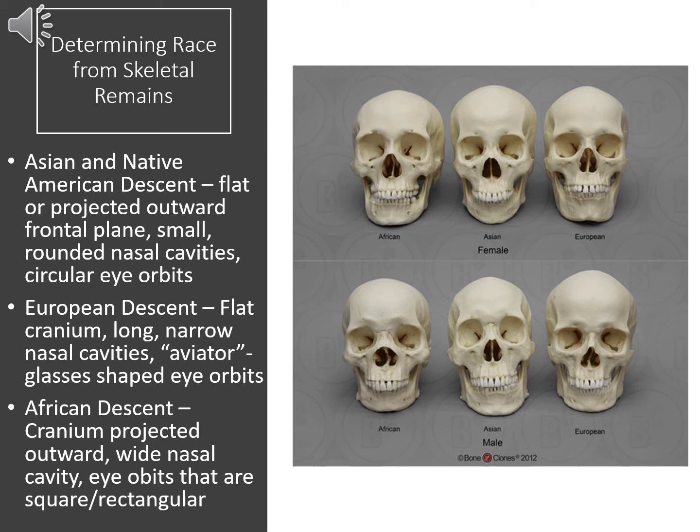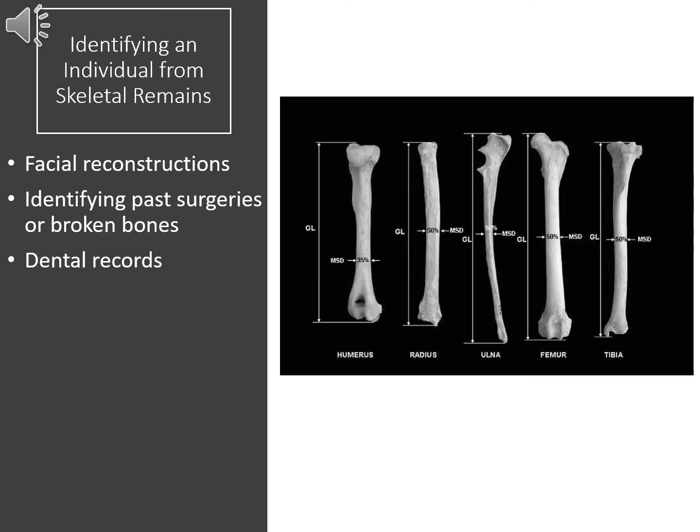If the individual is of European descent, then we're expecting to see a flat cranium, a long, narrow nasal cavity, aviator-style glasses, which would be sort of oval eye orbits that are a little bit rectangular at the top. And then finally, for those of African descent, we'd expect the cranium projected outward, wider nasal cavity compared with the other two races we discussed, and eye orbits that are more squarish or rectangular in appearance compared with the Asian or European descent individuals.